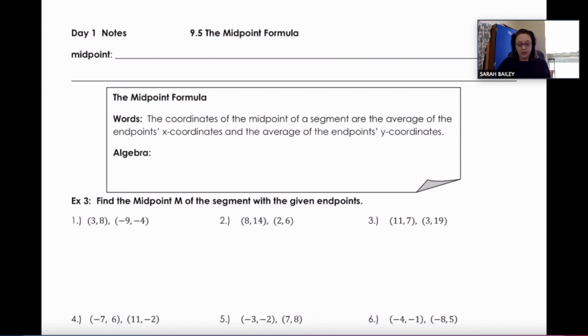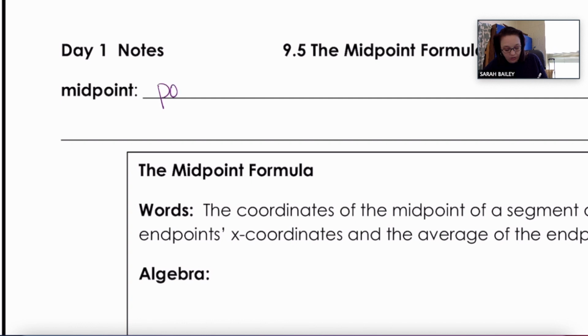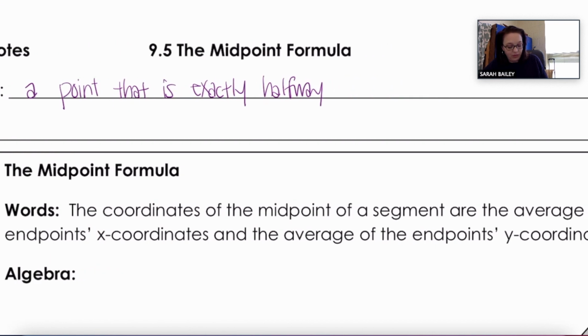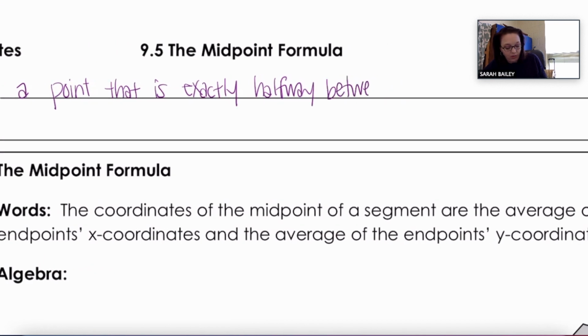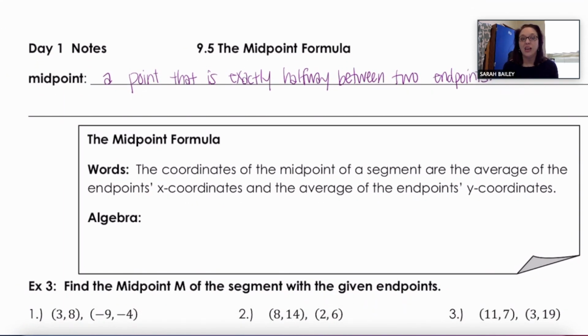Well, a midpoint, and we're going to write that down on this line up here, the midpoint is a point that is exactly halfway, right, between two endpoints, period. Okay, that's it. So midpoint is exactly what you think it is. It's the point that's exactly halfway between two endpoints.